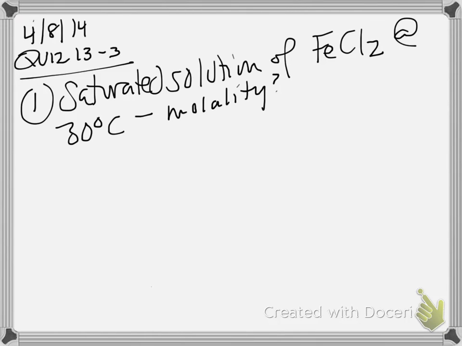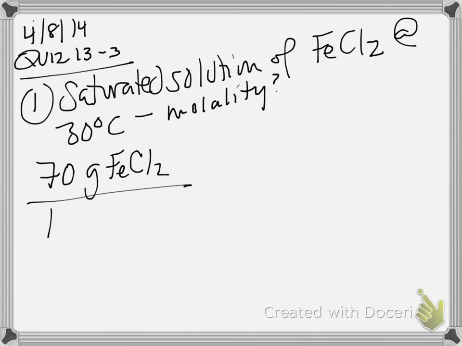To answer this question, you have to figure out how many grams of iron(II) chloride are going to be in every 100 grams of this water. Well, if it's a saturated solution, we go to our table and we find that at 30 degrees Celsius, it's 70 (it doesn't say 0.0, I need to correct that) 70 grams of iron(II) chloride per 100 grams of water.